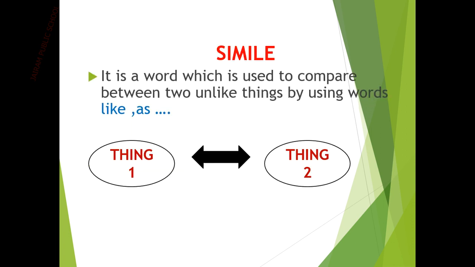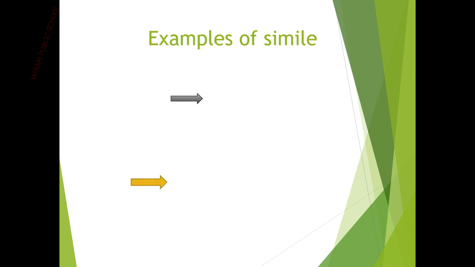Simile is a word which is used to compare two unlike things by using words like and as. Here I am comparing one thing with another thing by using the simile words like and as. But there is one common thing between both of them. Let us go and know about examples of similes.